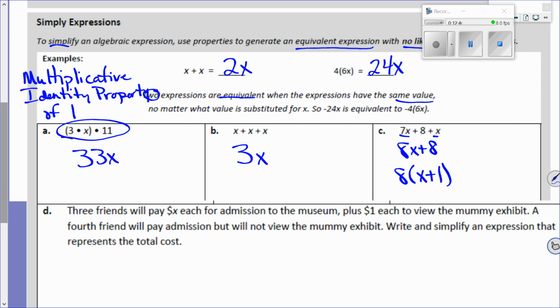Wait, really? Yes, because you multiply it. Because now if I do distributive property, I distribute the 8 back to the inside. 8 times x is 8x. 8x plus 8 times 1 is 8.